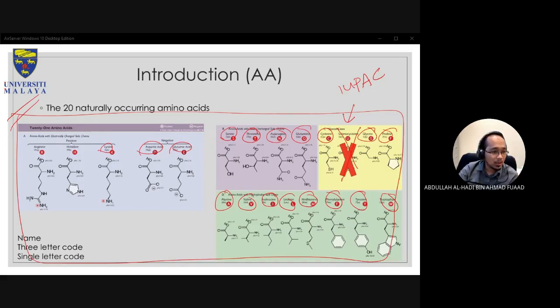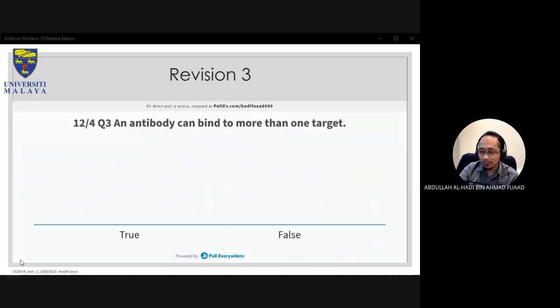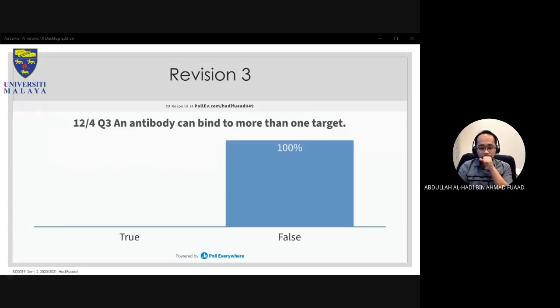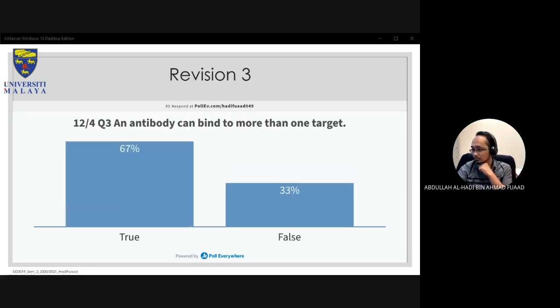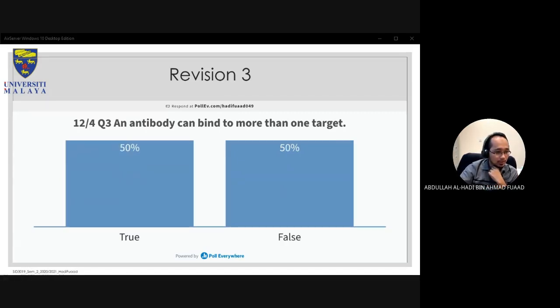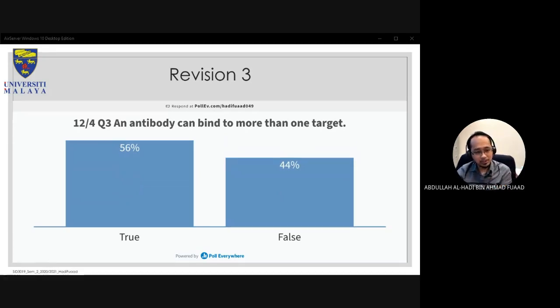Okay, all right, so number 3, let me see which one is number 3. Okay, number 3: an antibody can bind to more than one target. True or false? So we will have 1 minute, until I get 19 responses.